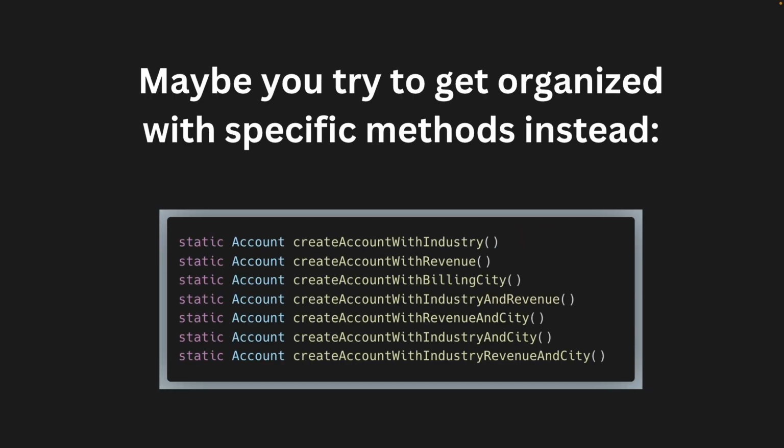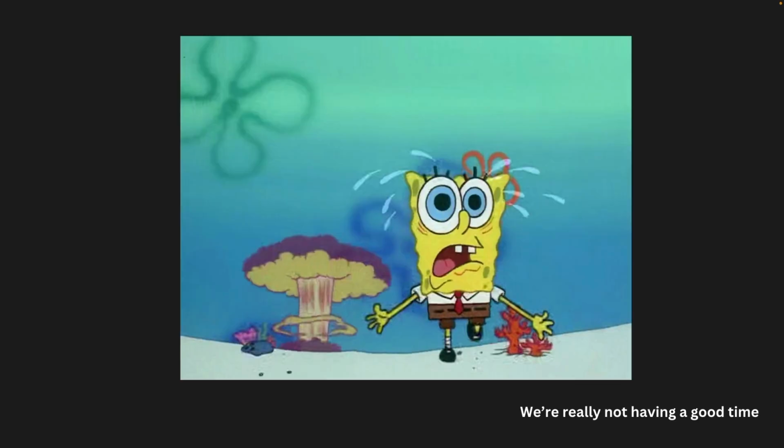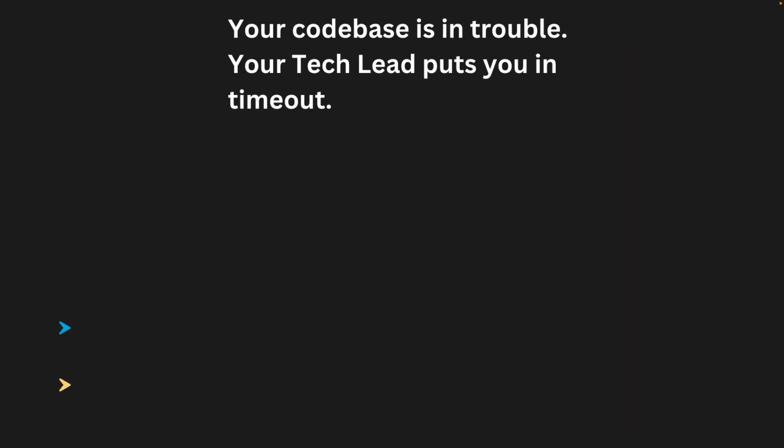What's going to happen? Maybe you try to get organized in a different way and create specific methods instead. So you have a create account with industry, with revenue, with billing city, with industry and revenue, whatever other permutation and combination you can think of and that you need. But this will blow up on you. We're really not going to be having a good time in this code base. It's going to be a nightmare to maintain.